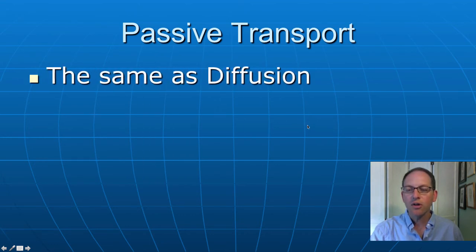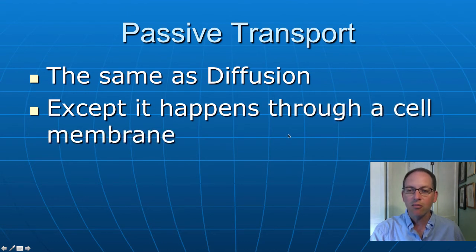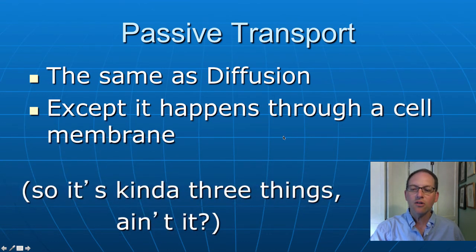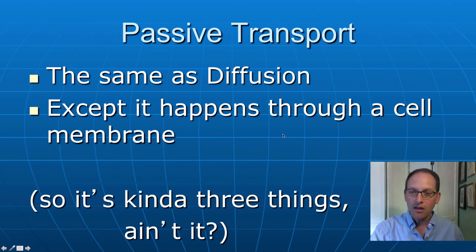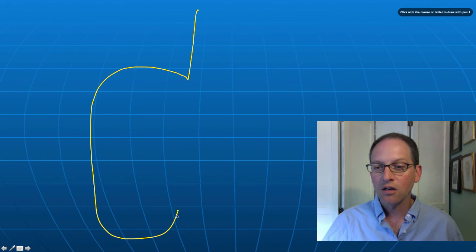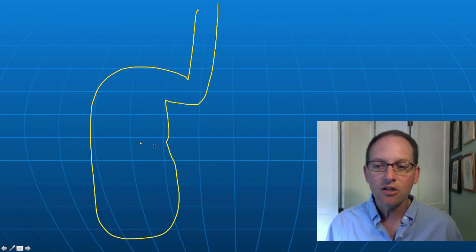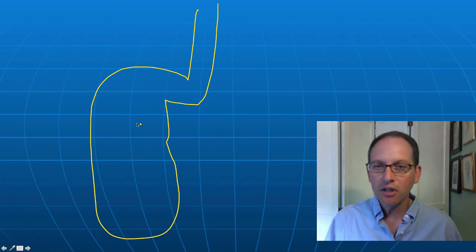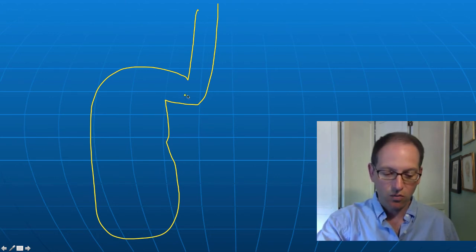Now, passive transport is the same as diffusion, but the difference is it happens through a cell membrane. So I kind of argue that, well, it's kind of the same as diffusion. Yeah, it is the same, but only this time it's going through a cell membrane. And let me give you an example of that. So a pretty typical example is your lungs. Now, what I'm going to draw here is one lung, but really your lung is not one big air sac, it's millions of tiny little air sacs. I'm drawing it as one.